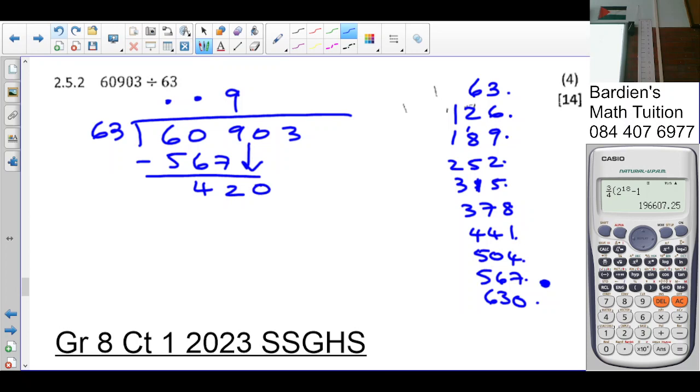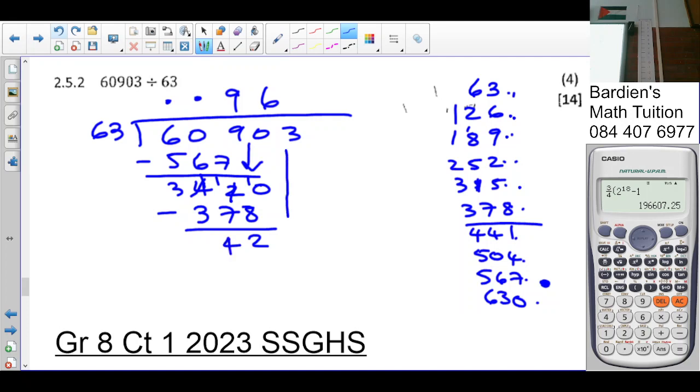So 420. How many times does 63 go into that? Not so? So it's 1, 2, 3, 4, 5, 6. So 6 times 63 is 378. Minus, so take 1 away, it gives you 4, 2. 11 minus 7, 4. So I bring down the 3. So again, 63 goes into 423 6 times. So 6 times 63 is 378.